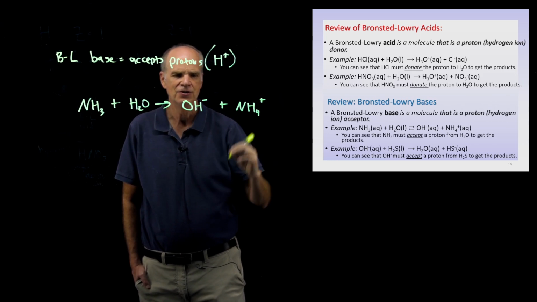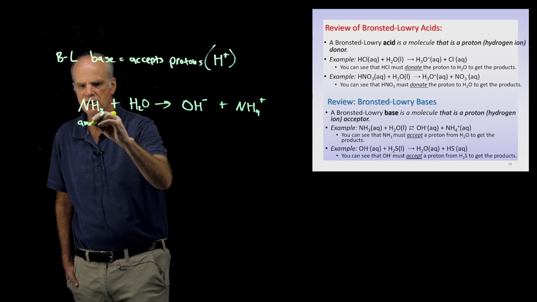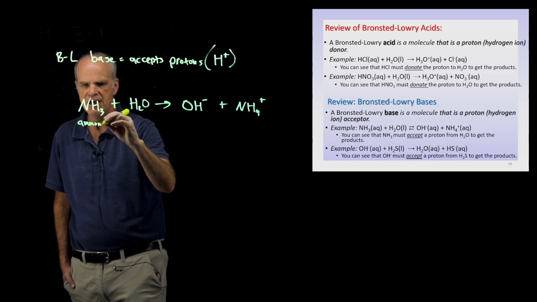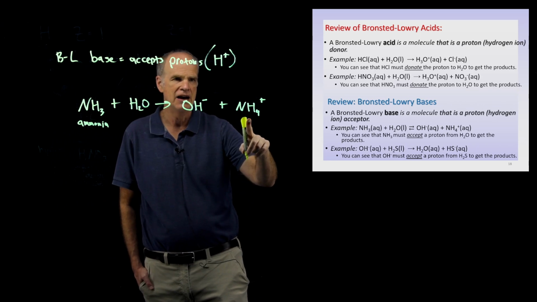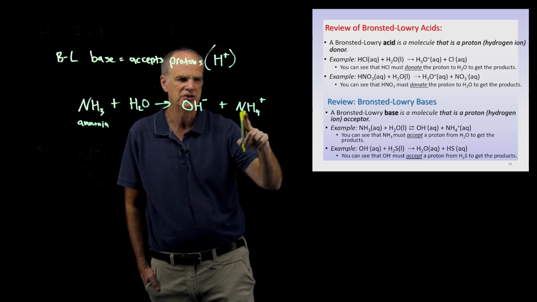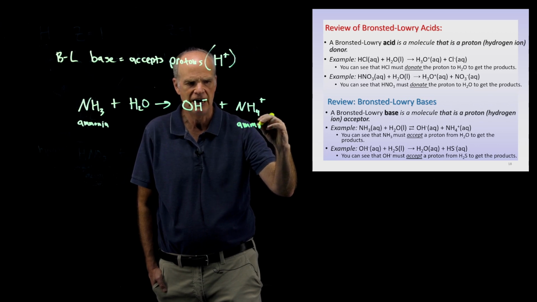So just to make clear, this molecule here as a reactant is ammonia, spelled A-M-M-O-N-I-A. When you stick another hydrogen ion onto it, you get NH4+, which is a polyatomic ion.